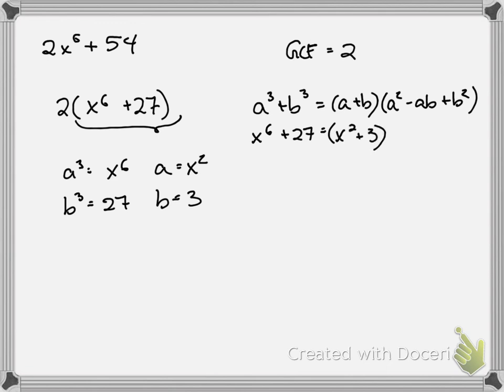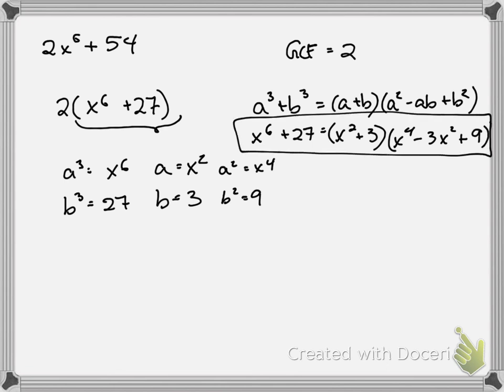Then we have a squared. Well, what is a squared? Well, a squared is x to the fourth, and b squared is going to be 9. So we have x to the fourth minus, well, a is x squared, b is 3. So we're going to have minus 3x squared plus b squared, which remember we said was 9. So this is our final answer here in factored form.